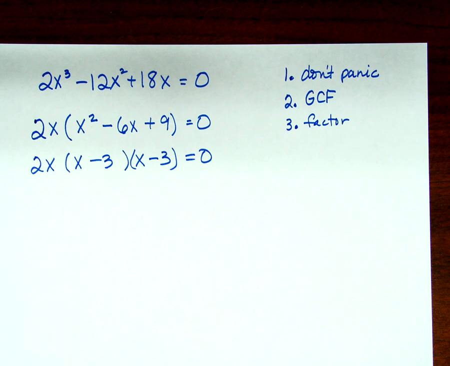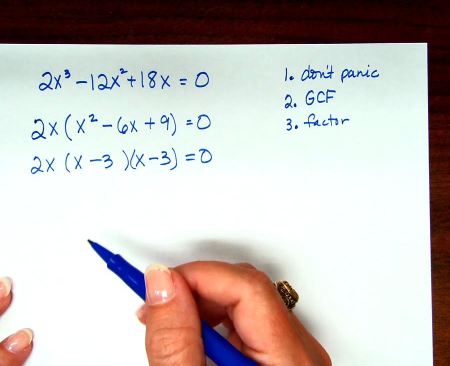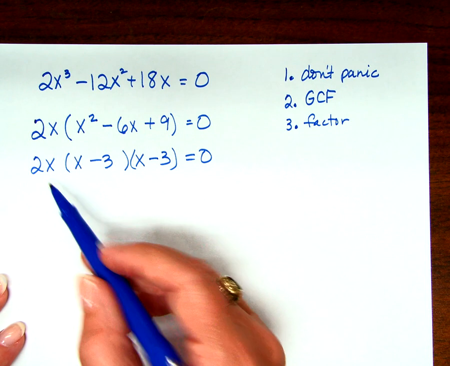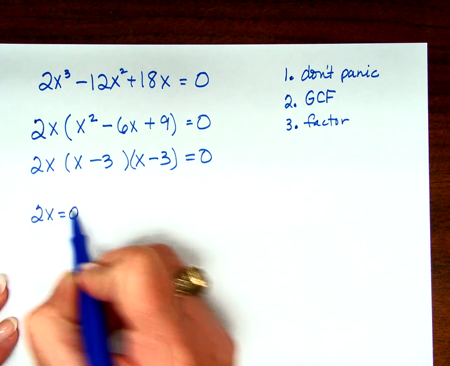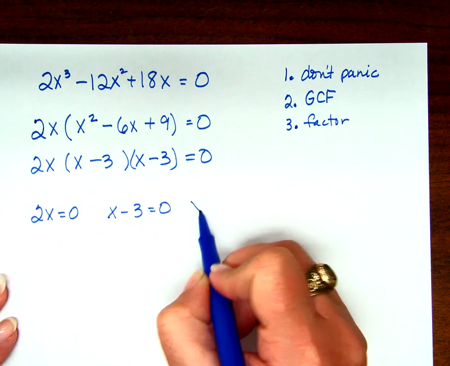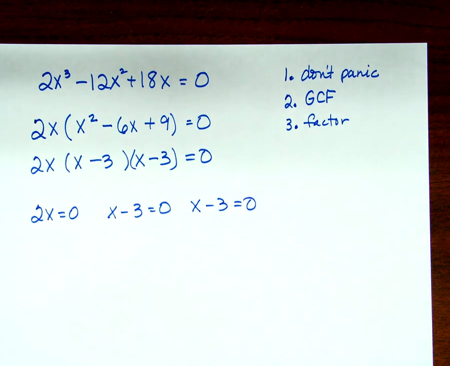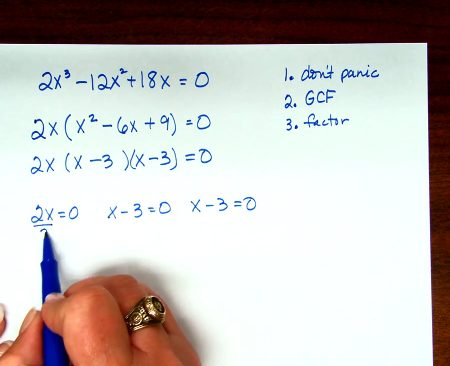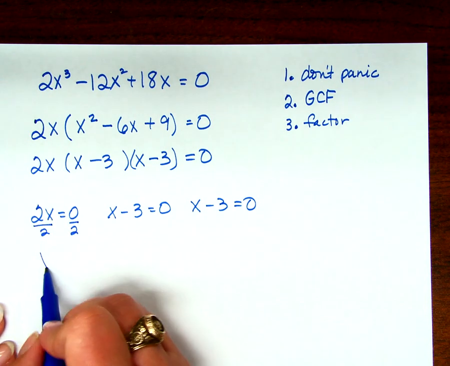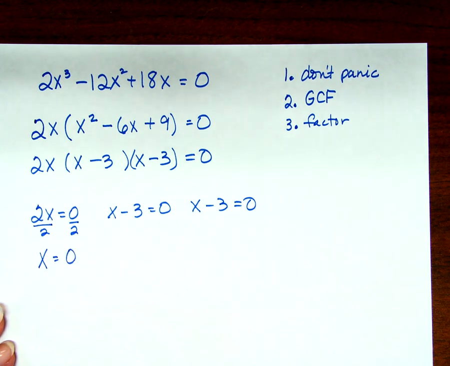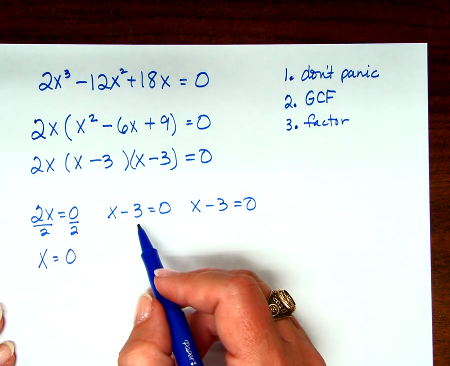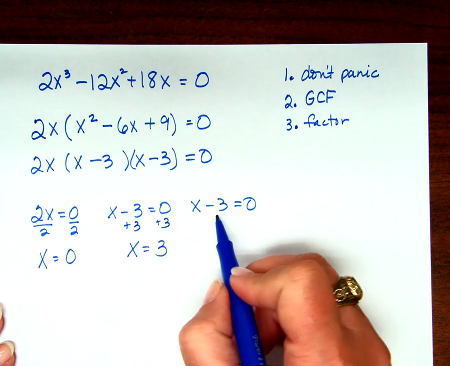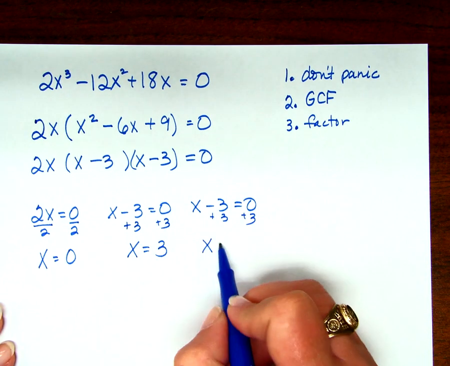Yeah, I don't know either. Okay, but to figure out all the possible solutions, we just have to think all of them are 0. So I'm going to think this one's 0, this one's 0, and this one's 0, right? So if I'm solving this first one, how do I solve for x? Divide by 2, right? What does x equal? What's 0 divided by 2? 0. How do I solve this one? Add 3. If I add 3 to both sides, I get x equals 3.